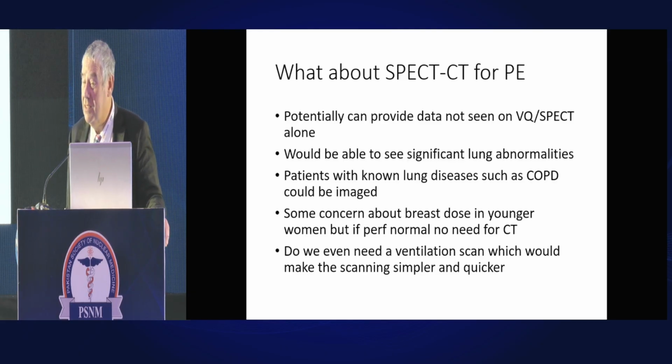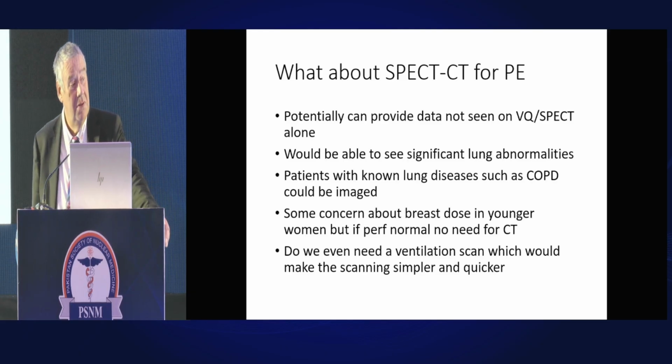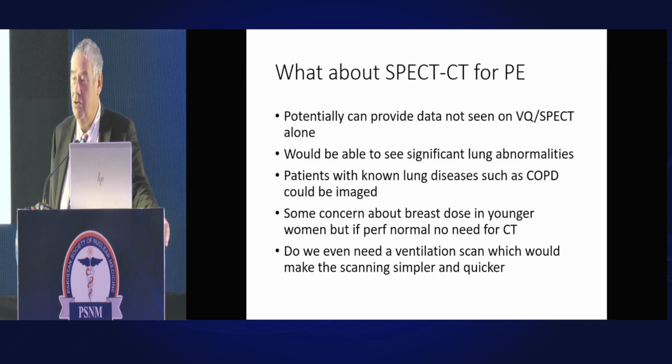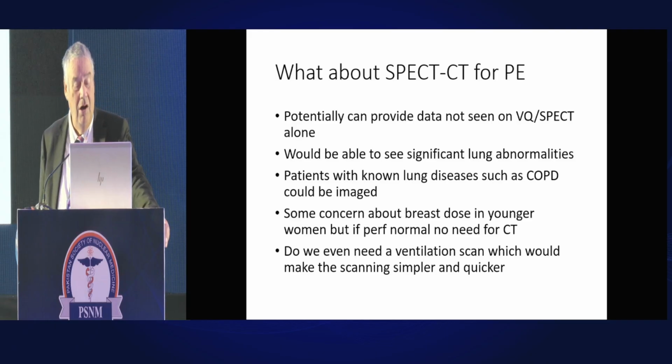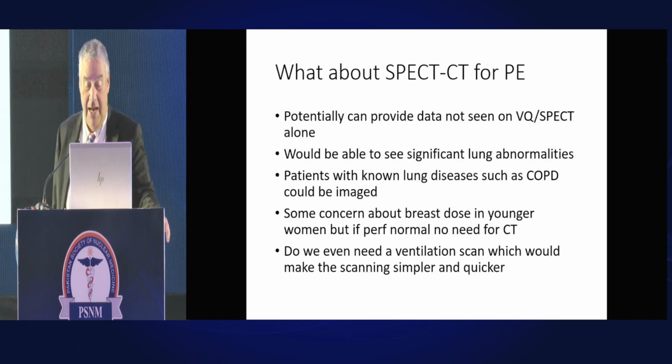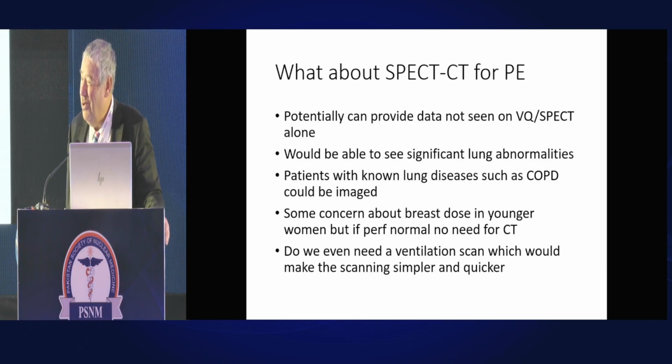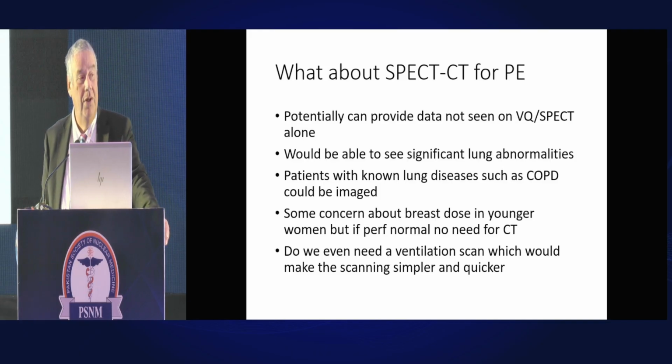Now, obviously, we do have a breast dose from CT, but we can use fairly low dose CT, and in younger women, for example, that doesn't need to deliver a higher breast radiation dose than doing a ventilation study either with a technetium aerosol or krypton gas. In fact, do we need a ventilation study? If we're going to be looking at the lung structure with the CT, maybe we can drop the ventilation and just have perfusion, and then we can have that with the CT. And that would make everything simpler and quicker.